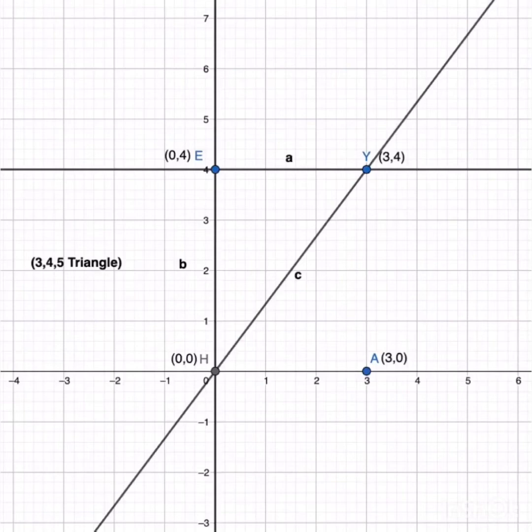Hello, fellow geometry people. Today I'm going to be proving the distance formula using a coordinate graph. I've plotted some points and I will show you how to use the distance formula through this video. Since we're going to be working with a triangle, we will also be using the Pythagorean theorem along the way.